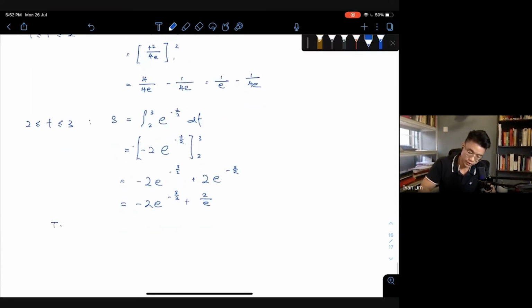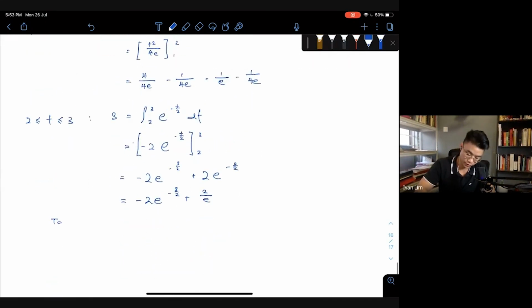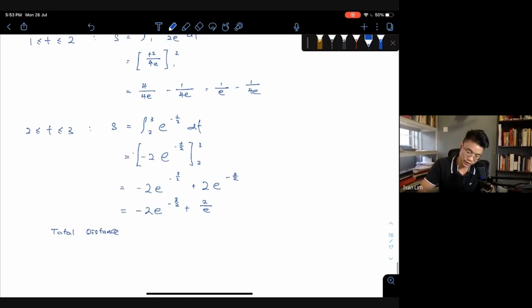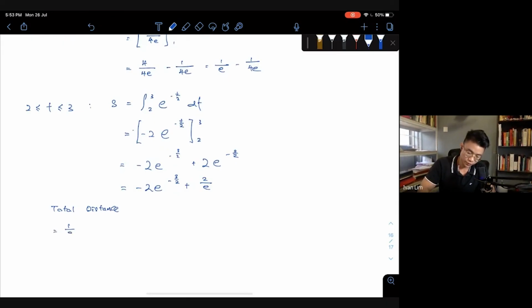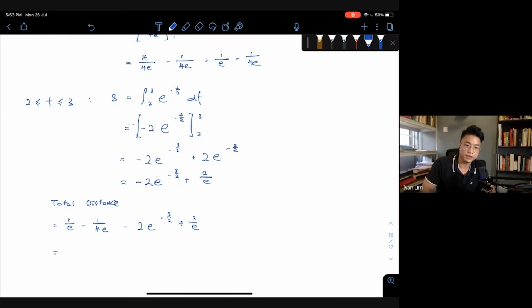So for the total distance, did they say exact value? No, right? So we can just make our life easy. Just type all of it into the calculator. So let's add it up. 1 over e minus 1 over 4e plus this bottom one, minus 2e to the negative 3 over 2 plus 2 over e. Don't risk it by typing this whole thing into the calculator. You might want to break it down.